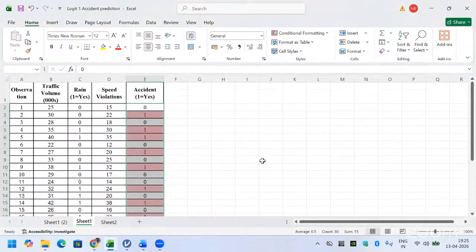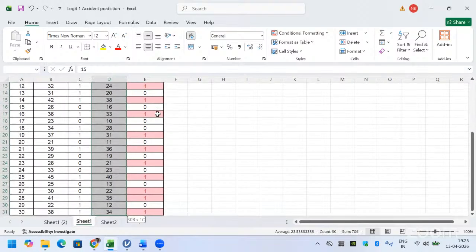When I highlight, there are 2 accidents here. So you can see what exactly happened. Is rain causing that? In this case, it is not. Is the huge traffic volume causing it? Maybe yes, maybe no. Here 22 speed violations have happened. So once you observe these things, let me check the speed violations.